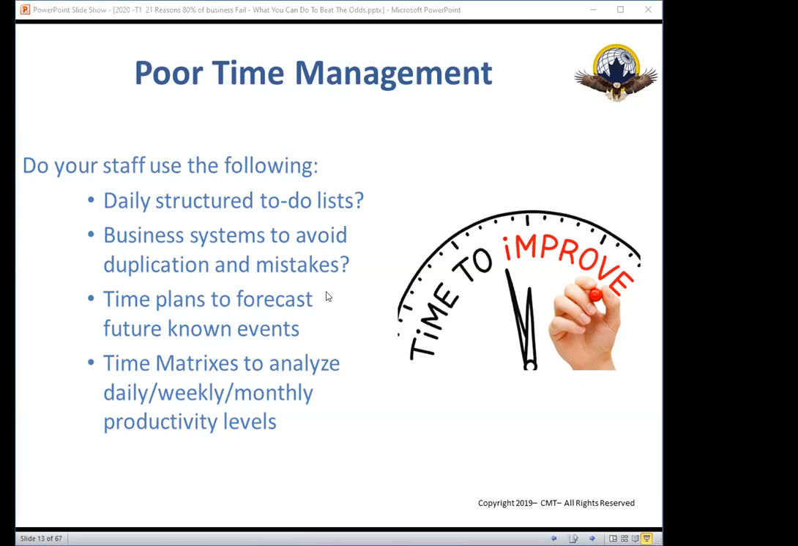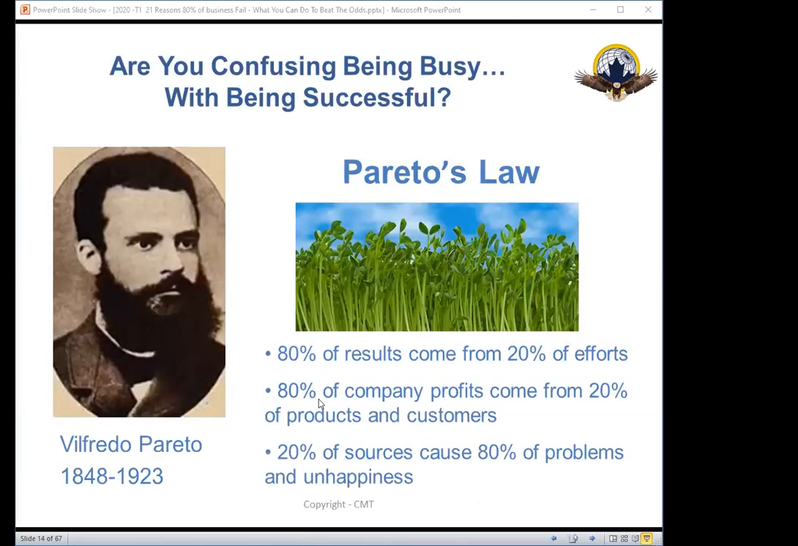You really want to analyze your day, your week, your month. And that's what a coach is really going to be able to help you with, is to help you get better with your time management.